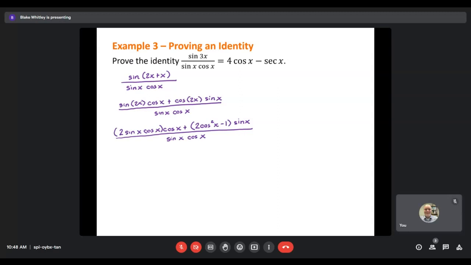All right, now from here, let's go ahead and clean this up a little bit, and then we'll figure out what we might be able to simplify. So if I multiply what we have in that first term, that's going to give us 2 sine x cosine squared x. Distributing over here now, the sine of x, I get plus 2 sine x cosine squared x, and then minus sine x.